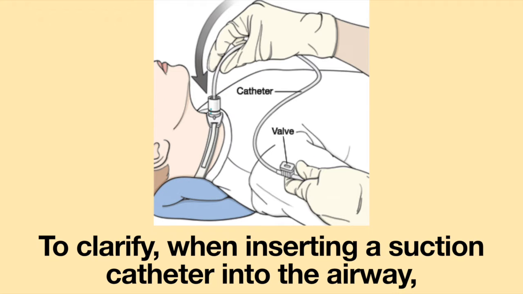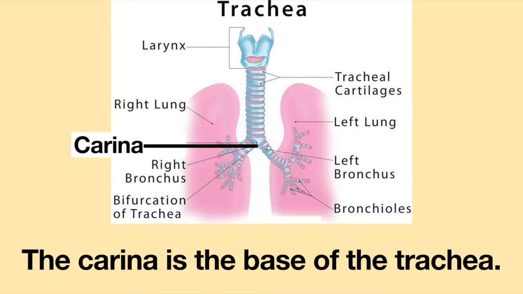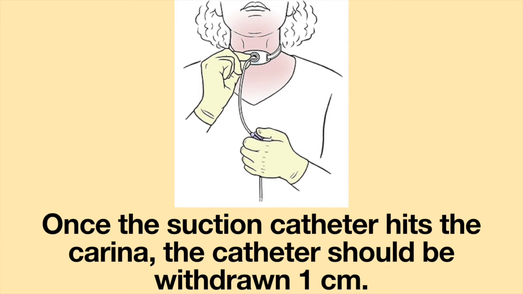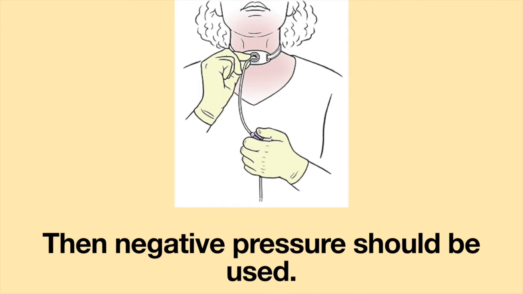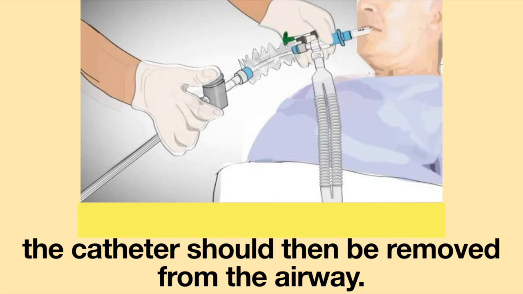To clarify, when inserting a suction catheter into the airway, the catheter can be advanced until it encounters the carina. The carina is the base of the trachea. Once the suction catheter hits the carina, the catheter should be withdrawn 1 centimeter. Then, negative pressure should be used. While applying negative pressure, the catheter should then be removed from the airway.